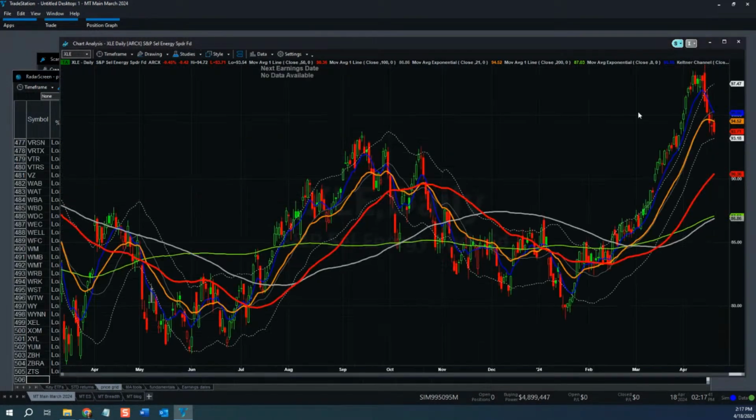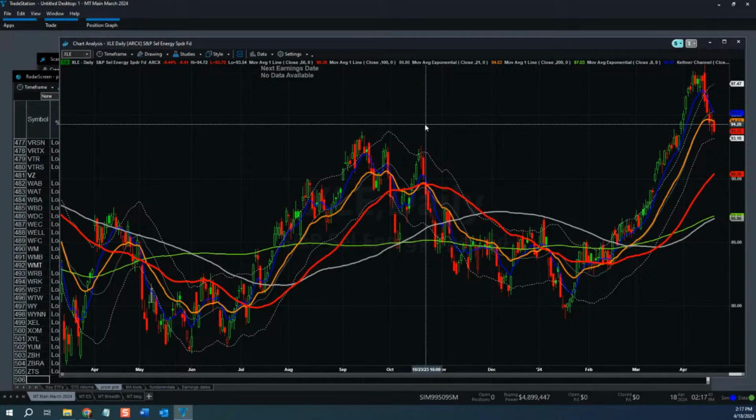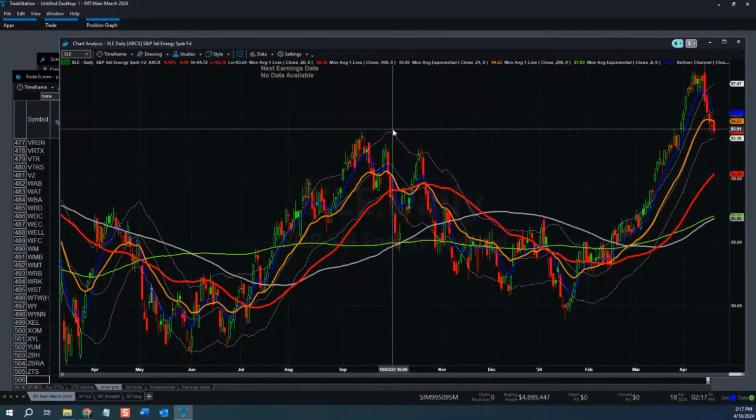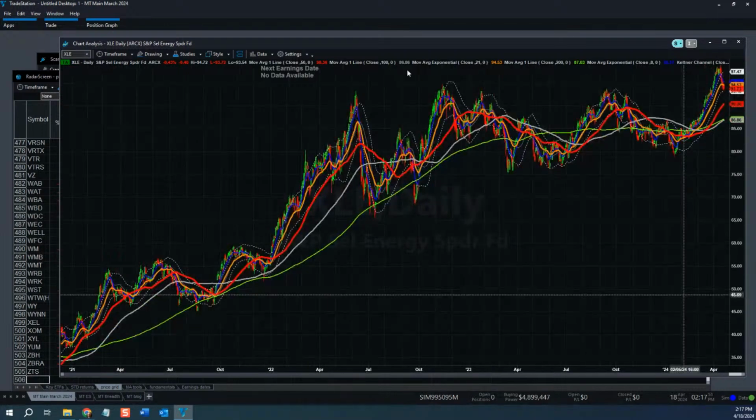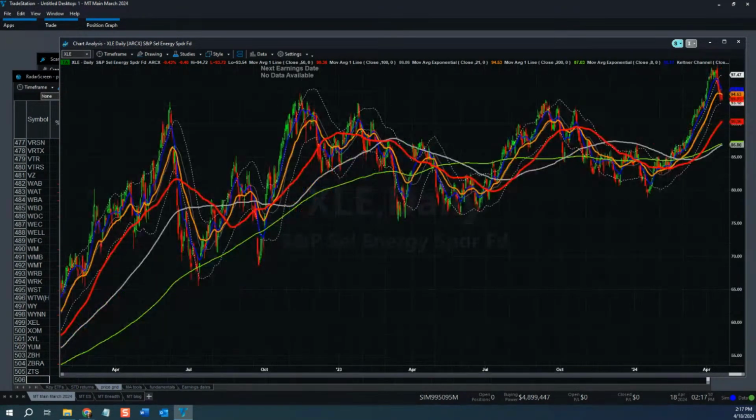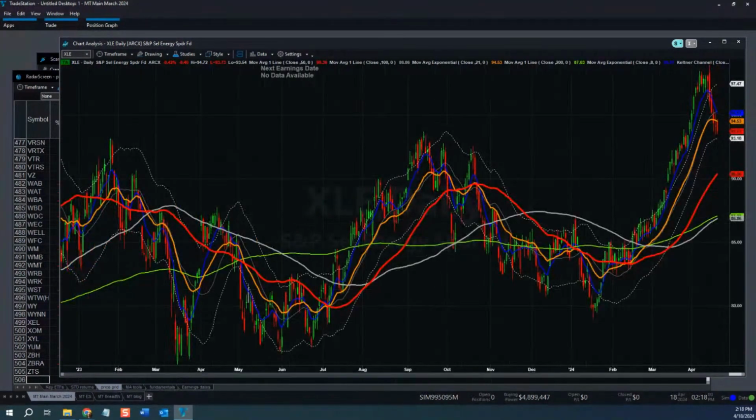But this is the sort of potential pullback that we have been saying might happen, and here we have it. The energy ETF is pulling back to its high from last year. And what's interesting is if you look at this on a longer term, this is basically now near its all-time highs from way back in like 2014.